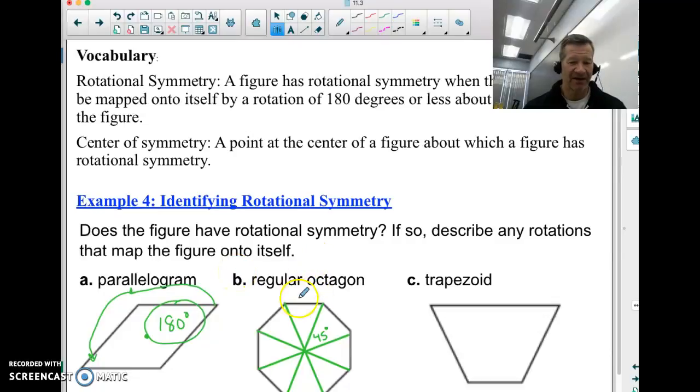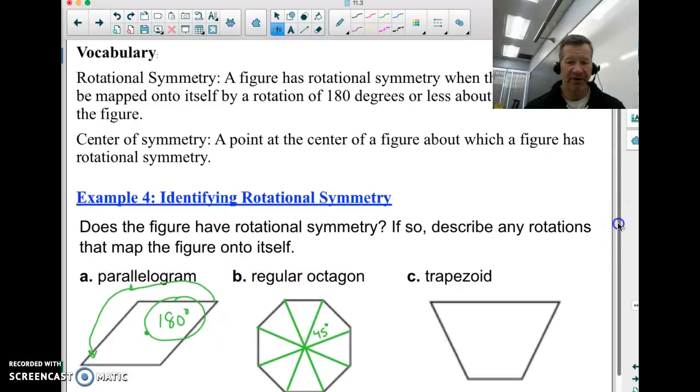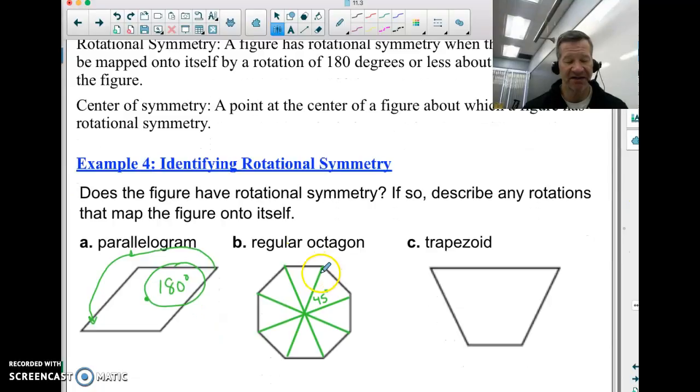Now an octagon, a regular octagon, what we mean by regular is that all the sides are the same length, all the angles are the same. I've drawn diagonals in this thing to show you there are 8 little angles. We call those central angles. Because this full circle is 360 degrees, each one of these is 360 divided by 8 degrees, which is 45.